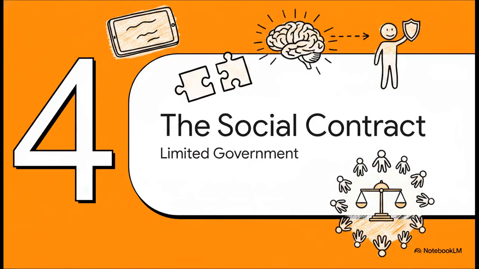Let's move along and see how this builds into Section 4, the social contract, and the necessity of limited government. We've gone from the blank slate of the mind to individual rights to tolerating others. Now, how do these self-owning individuals actually come together to form a functioning society?